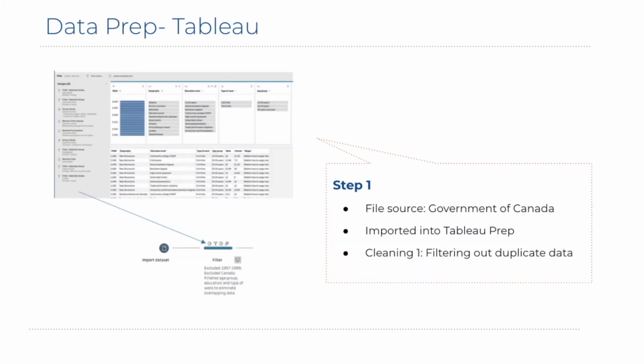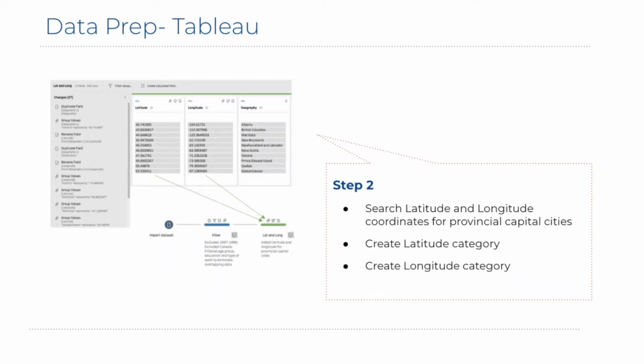The original set had 425,000 rows. There was a lot of overlapping data, so my first cleaning step was to filter out the overlap in the age, type of work, education, and geography categories. I also eliminated the years prior to 2000, so we would be working with a clean 20-year data set from 2000 to 2019.